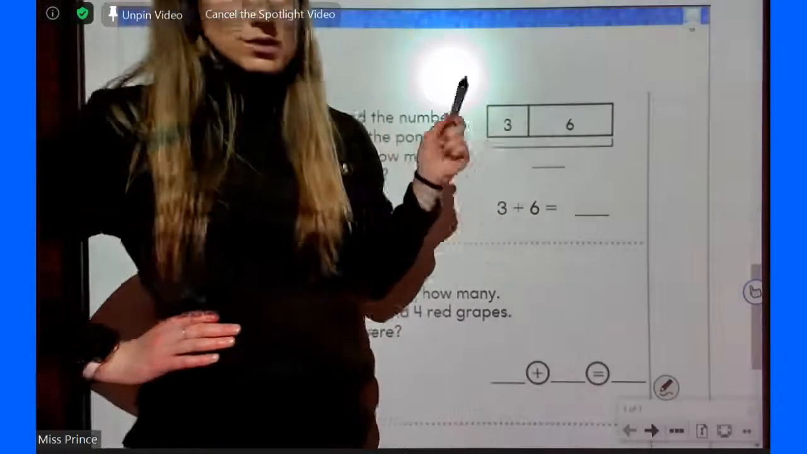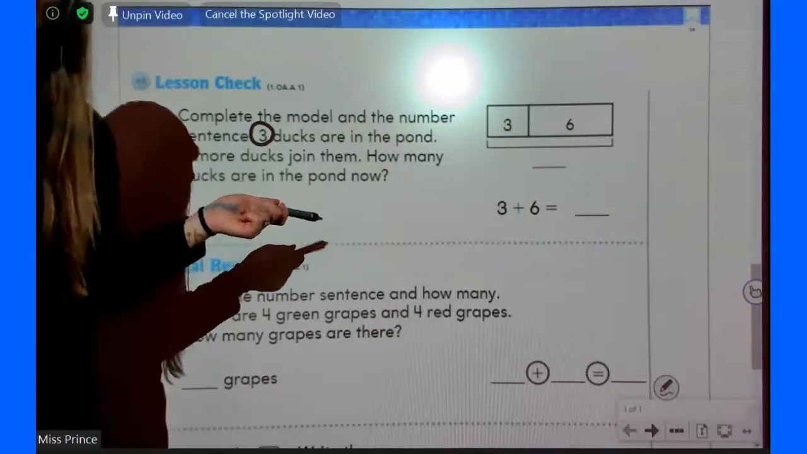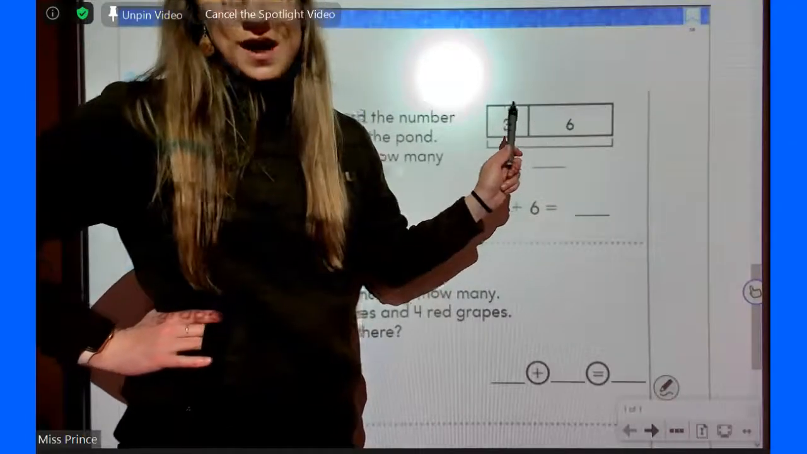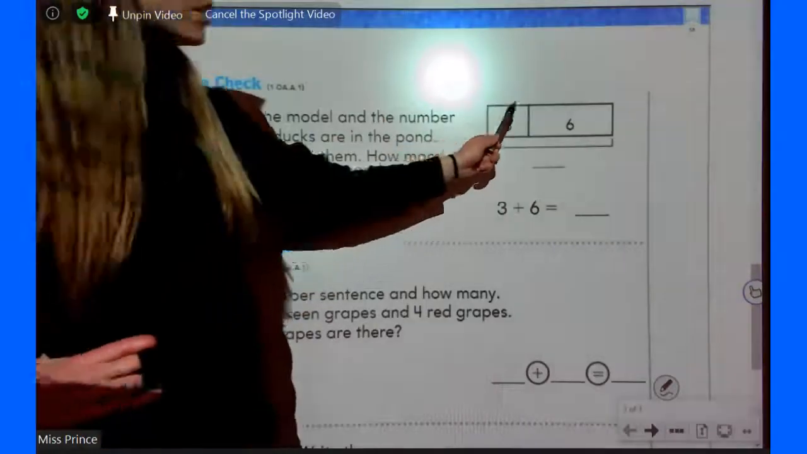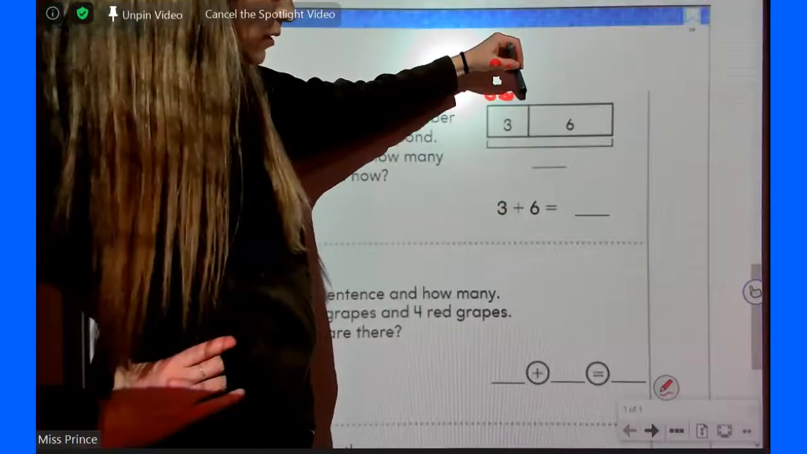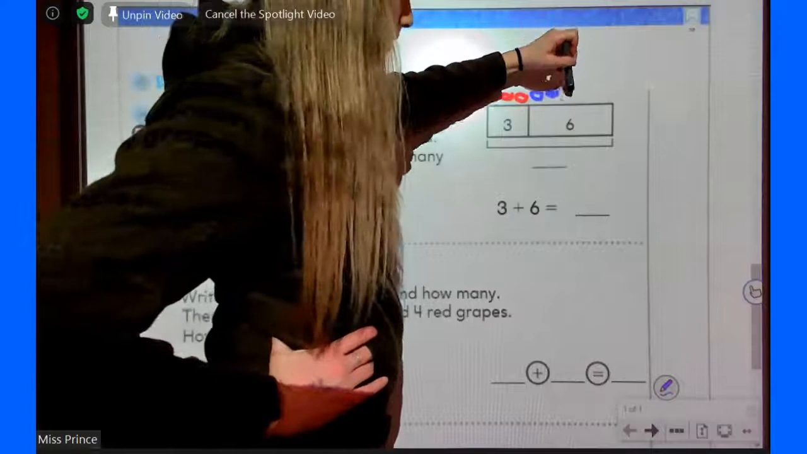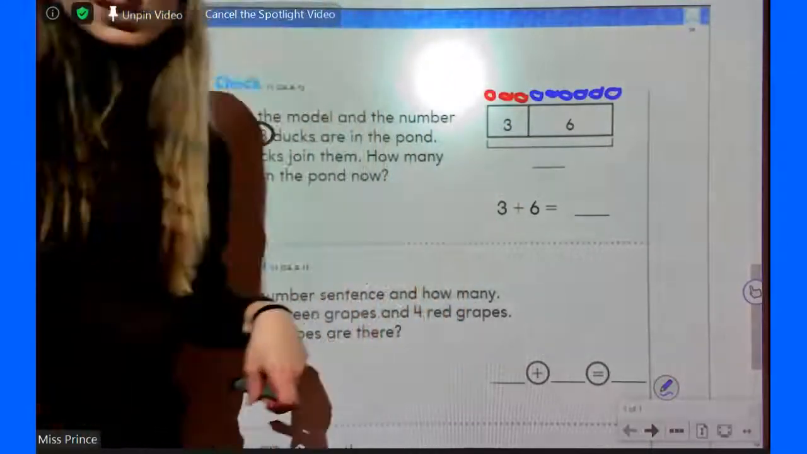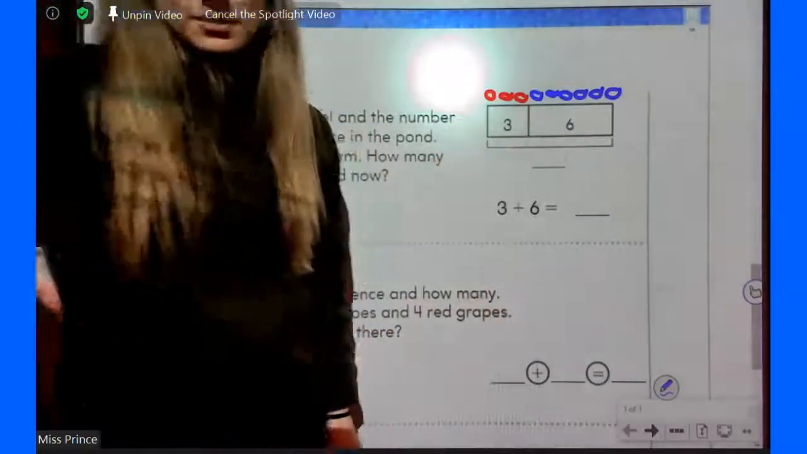I think that we could solve this one without drawing our picture. If you think you can do it without drawing your circles and you can just use this bar model, I want you to try that. If it's still too tricky, you can still draw your circles here, or you can even draw your circles up here, like this. 1, 2, 3 circles. 1, 2, 3, 4, 5, 6 circles. You can still draw them like that. That is really helpful when you are doing bar models.